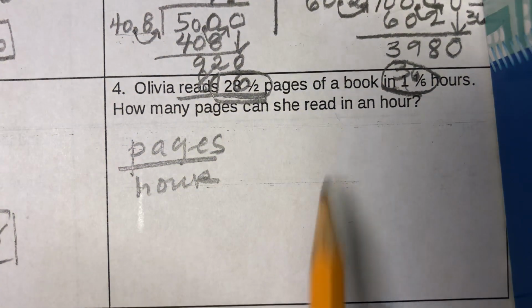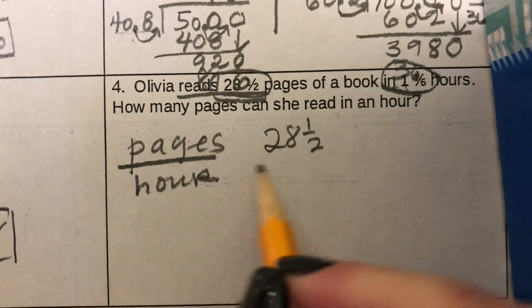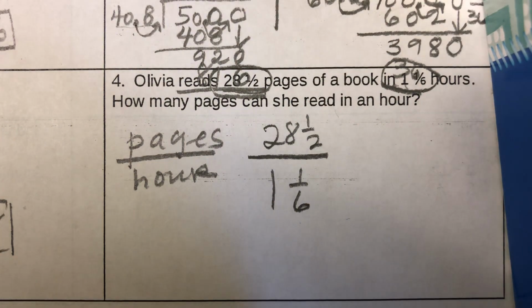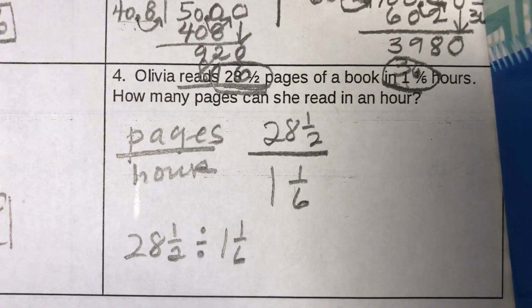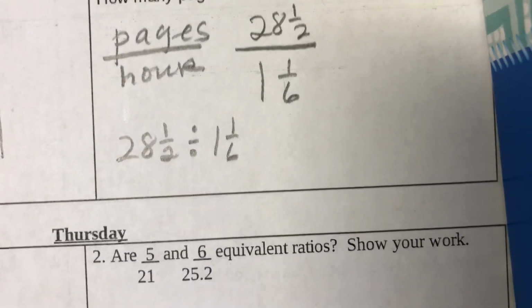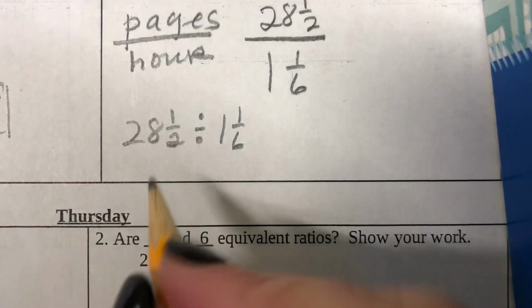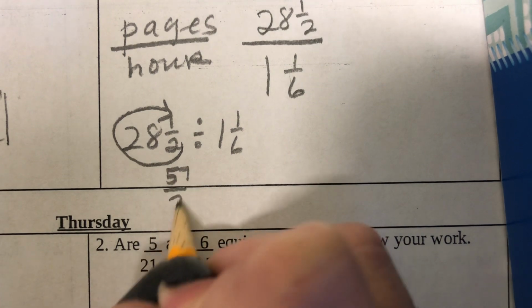So all I need to do is fill in my values. 28 and 1/2 pages in 1 1/6. I'm going to take this from vertical to horizontal. 28 and 1/2 divided by 1 1/6. This looks like something that looks a little bit more like something that I can know how to answer. So I'm going to use reverse C. This is going to give me a value of 57 over 2.